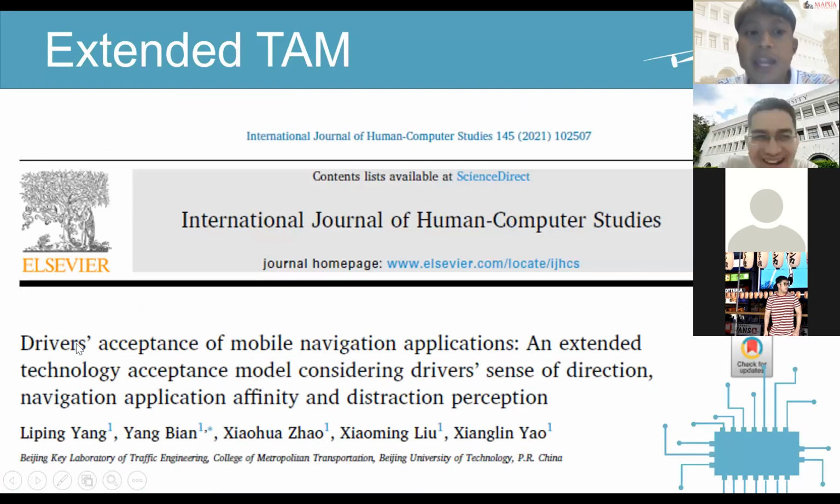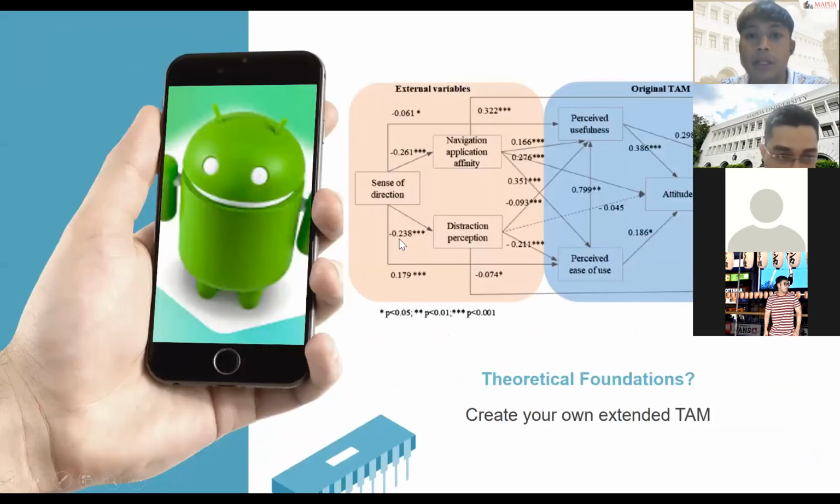Look at this one. Driver acceptance. So very clear, right? Usually it's just acceptance. Look at the model. See? Just the extended technology acceptance model. This is just the original TAM, and they only add 3 latents. Look at this, only 3 latents.